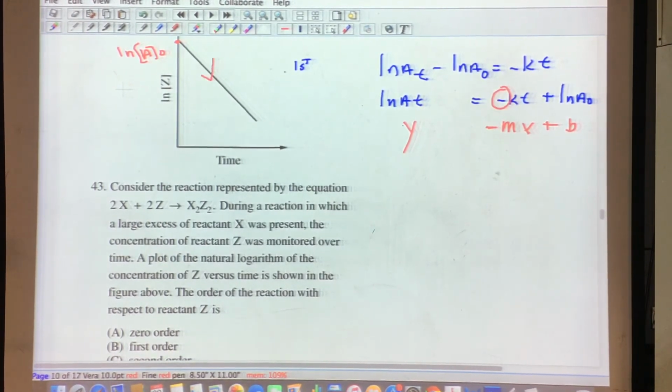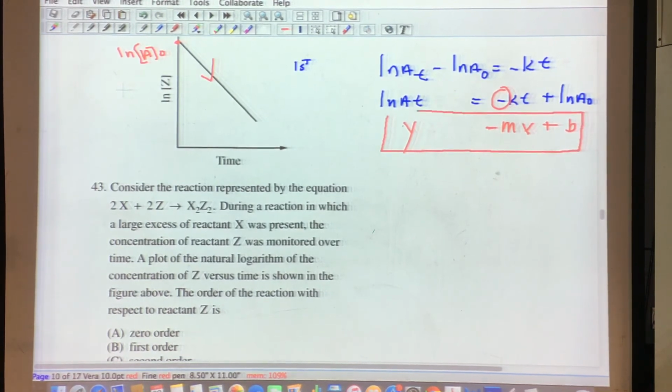Negative, it's going down. Notice it's a straight line. In your reference table, this is the first one they give you. That's why choice B is the answer, first order. Now, if this curve was bending, it would not be first order. That has to be a straight line.